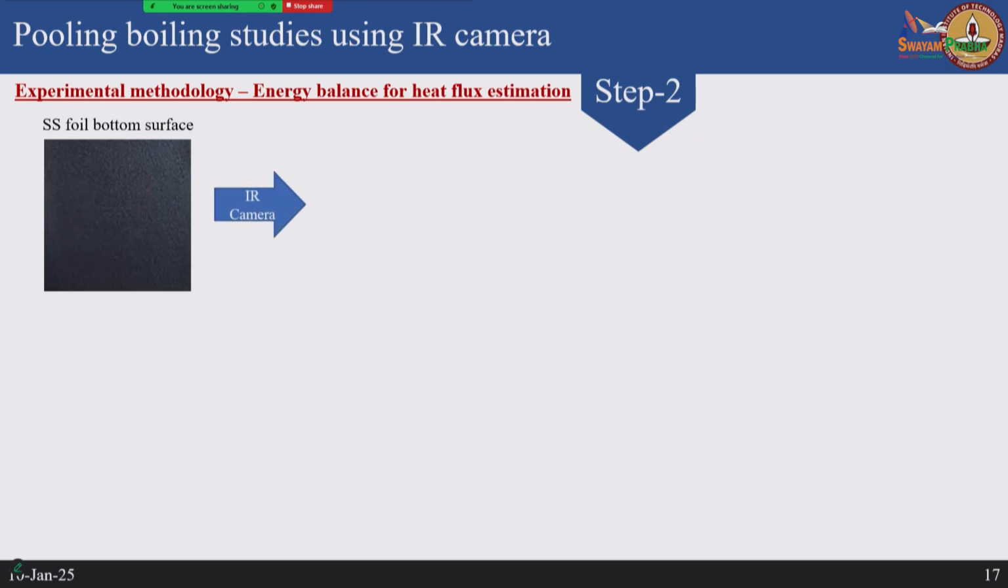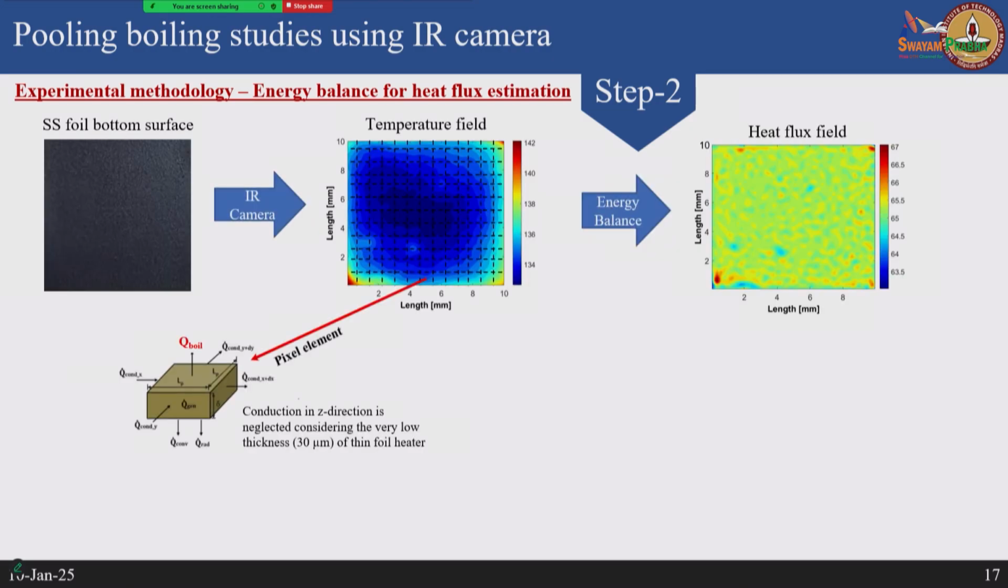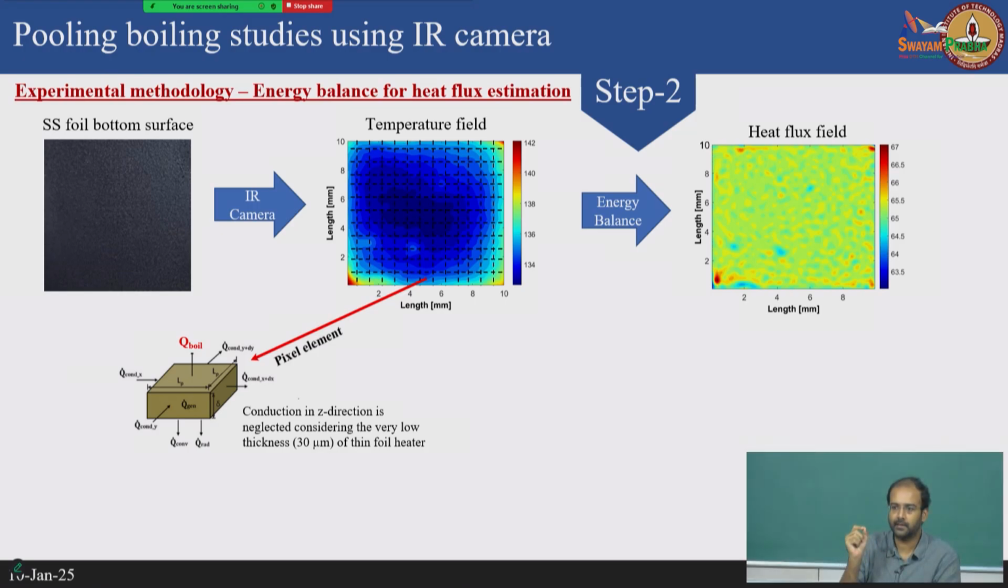Okay. So now this shows how we have taken the image of the foil bottom surface using the IR camera. We get the temperature field, the temperature data, and each pixel, as I said, of this camera is detecting a certain value. So pixel wise we get the temperature data, and at each pixel we do an energy balance. This is called pixel wise energy balance. We do an energy balance, and from the temperature field we extract the heat flux field.